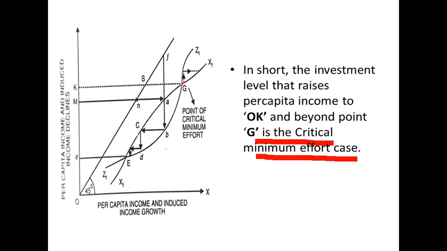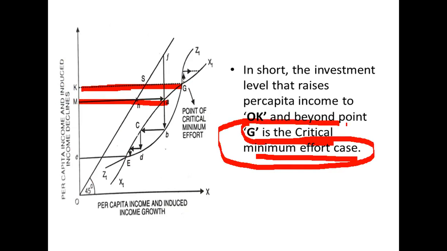So investment that raises per capita income from OE to OK is sufficient. OM is insufficient, but OK level of per capita income being made by the volume of investment, that is a sufficient level of investment. So that's why the economy has reached the point G, and point G is called the critical minimum effort case, but that's a point to which the economy has reached as a result of a critical minimum effort on its part in respect of increasing the investment.